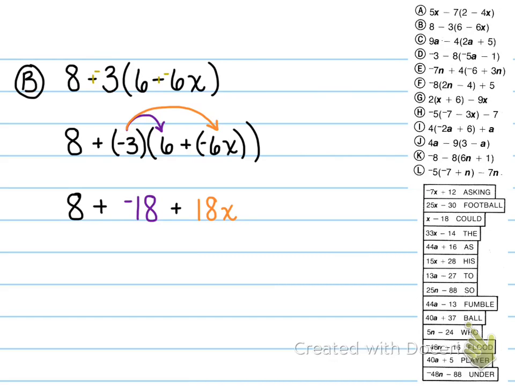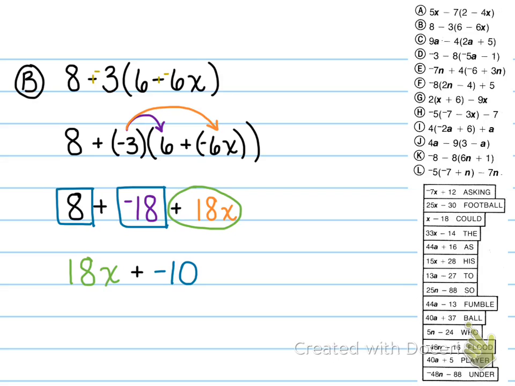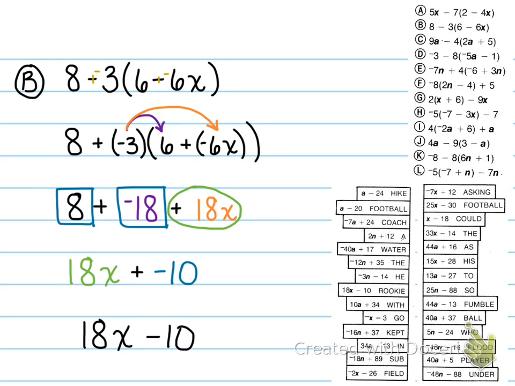We look for like terms. Well, we can bring the 18x down because there's no other x terms. And 8 and negative 18 together are going to give me negative 10. And then to write it in simplified form, it'd be 18x minus 10. Right, so that corresponds, it's on the right-hand side, that answer actually. So in space B, you'd write rookie.